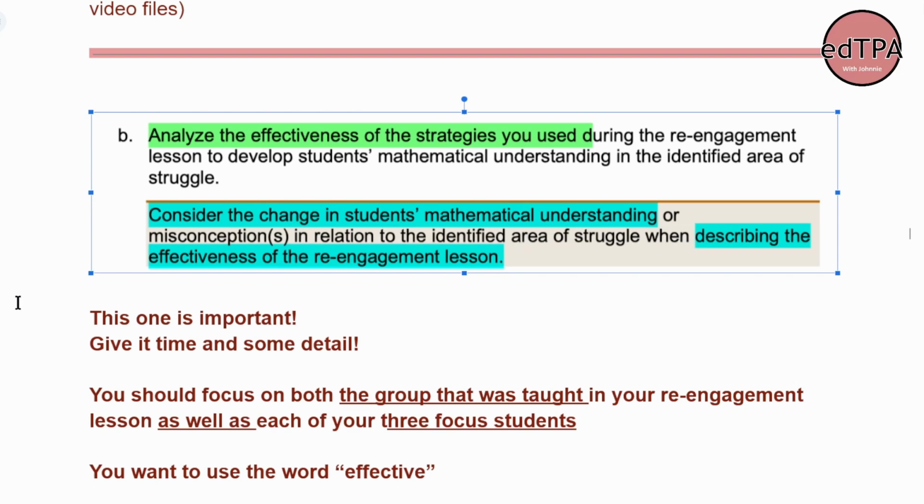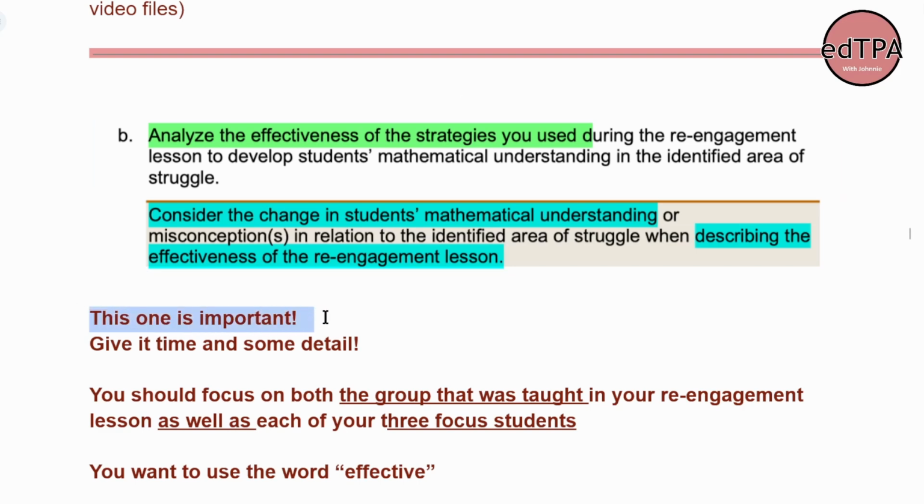Analyze the effectiveness of the strategies you used during the re-engagement lesson to develop students' mathematical understanding in the identified area of struggle. Consider the change in students' mathematical understanding or misconceptions in relation to the identified area of struggle when describing the effectiveness of the re-engagement lesson. So this one is important. Give it time and some detail. Okay? You want to focus on the effectiveness of the strategies, and you want to think about describing what changed in the student. All right?